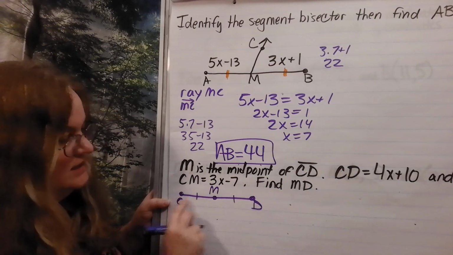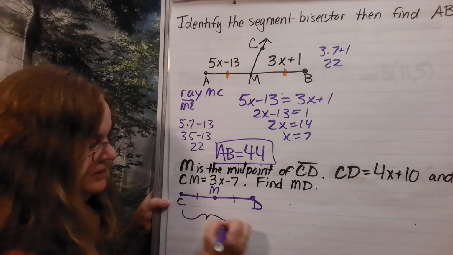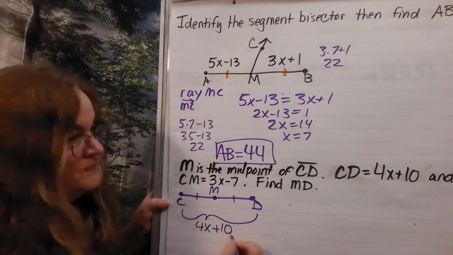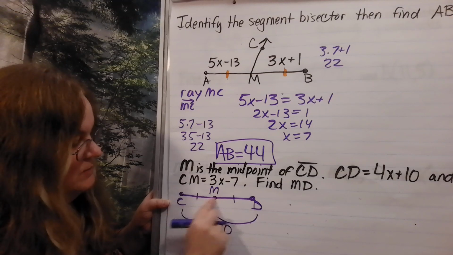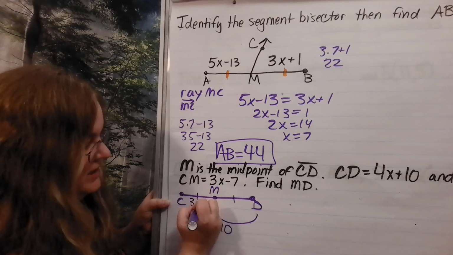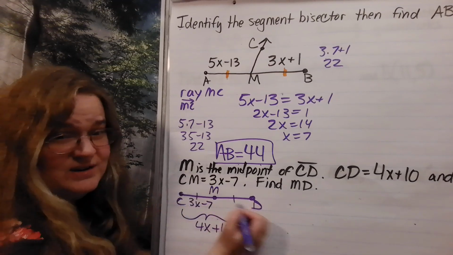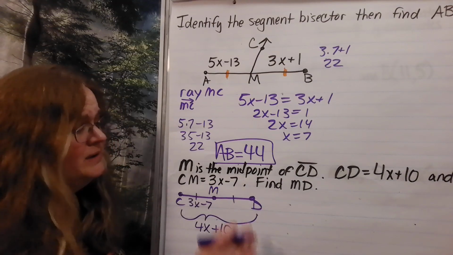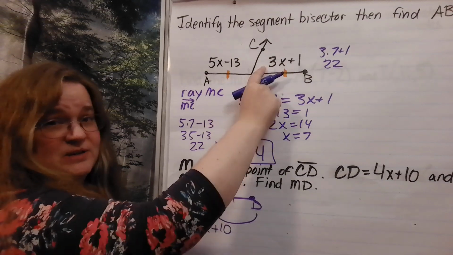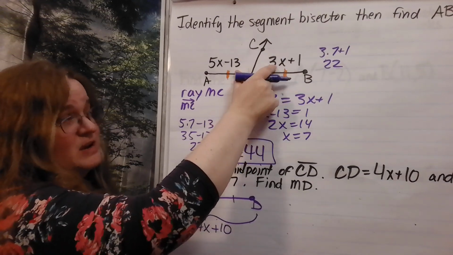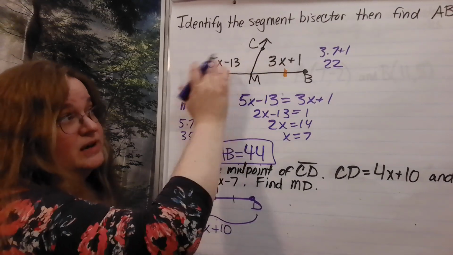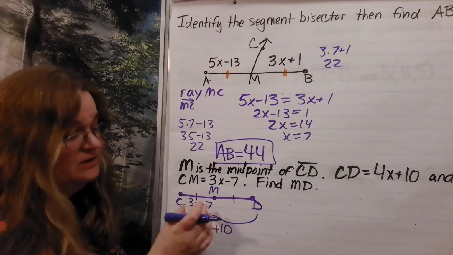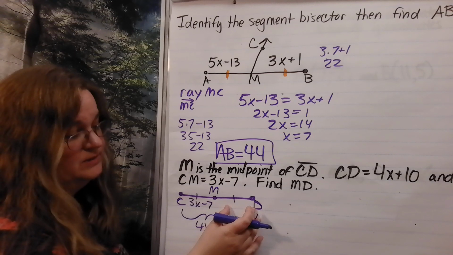Okay, CD, which is the whole thing, is 4x plus 10. And CM, which is this much, is 3x minus 7. And I don't have any information about this one. So this is a different problem. Okay, in the last one, I had the two segments, and I could make them equal to each other because I knew they were equal, and that then could figure out the whole thing from there. Now I have the whole thing in one segment, but I'm missing the other one.